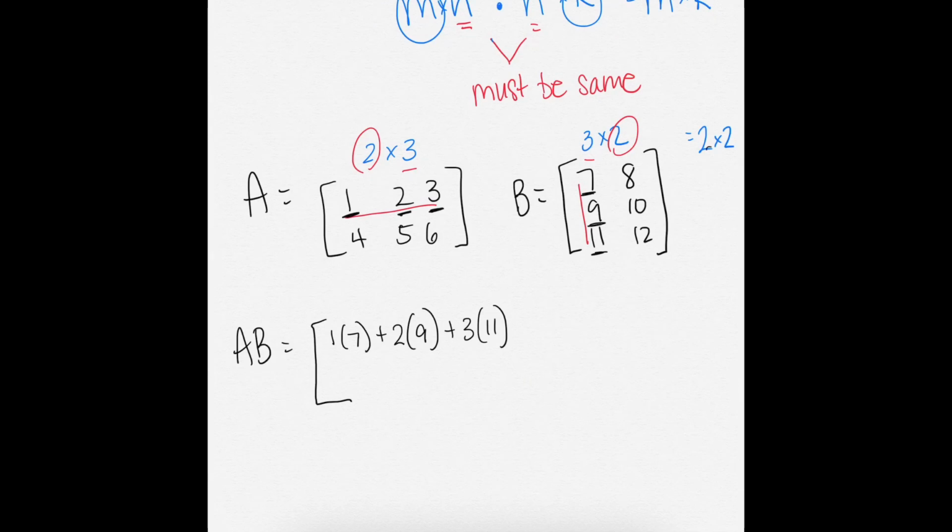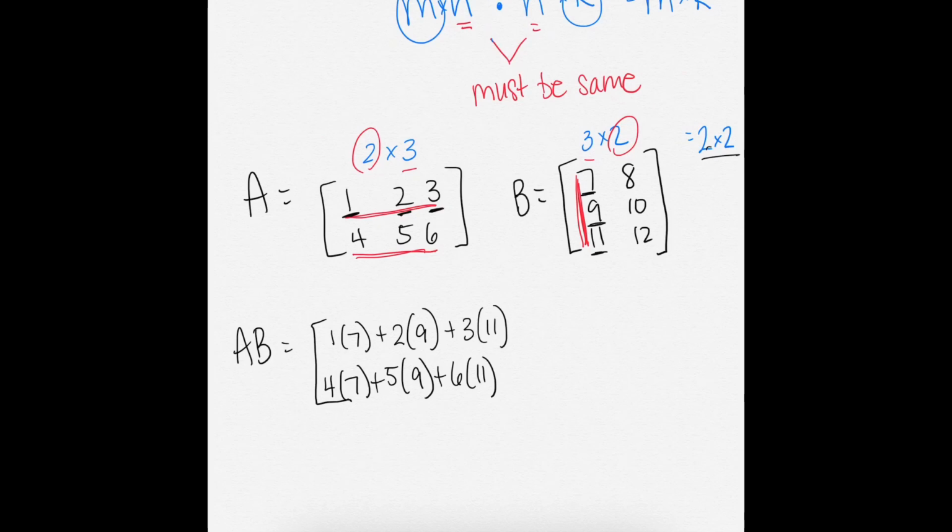All right, my bottom left entry. Remember it's going to be a 2 by 2, so I'm only going to have 4 entries total. My bottom left entry will be the bottom and the left. So notice the top left is the top and the left. The bottom left entry is the bottom and the left. Again, same dot product. So 4 times 7 plus 5 times 9 plus 6 times 11. I hope you're catching the pattern here.